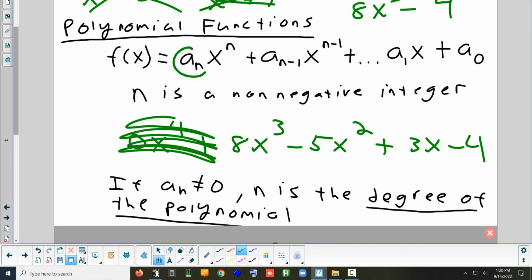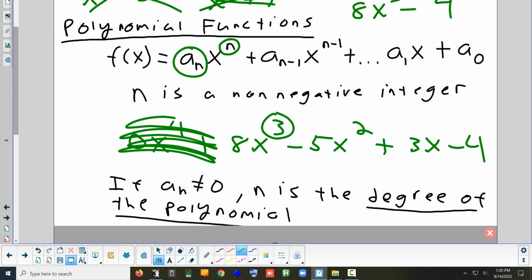So as long as this very first number is not equal to 0, then the very first exponent that you see, assuming you wrote it in order from highest to lowest exponent, like this problem, is called the degree of the polynomial. This particular polynomial is a degree 3. Does anybody know the name for a third degree polynomial? Yeah?